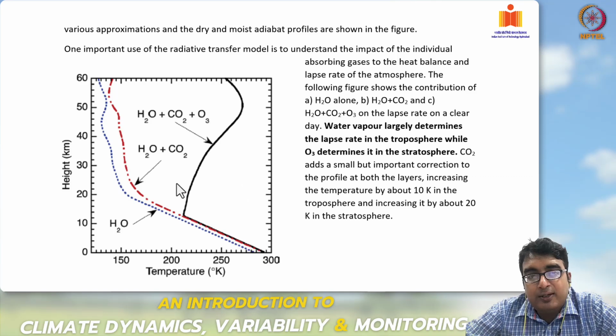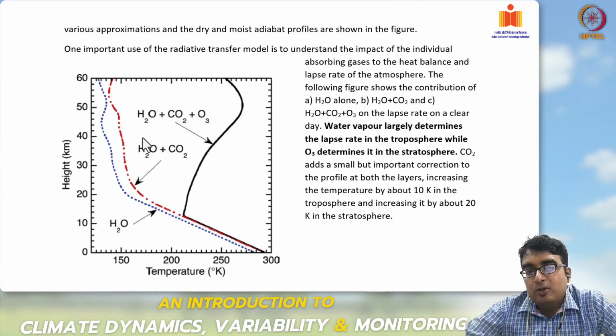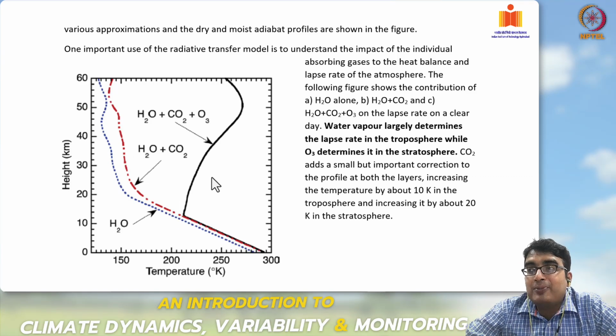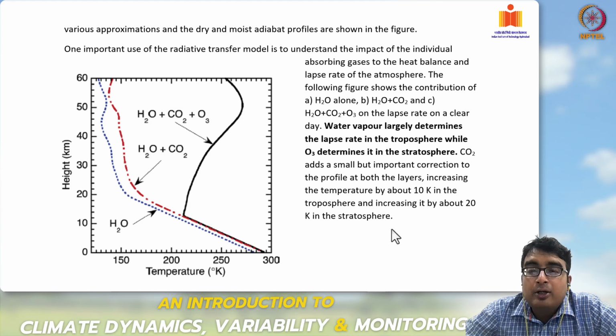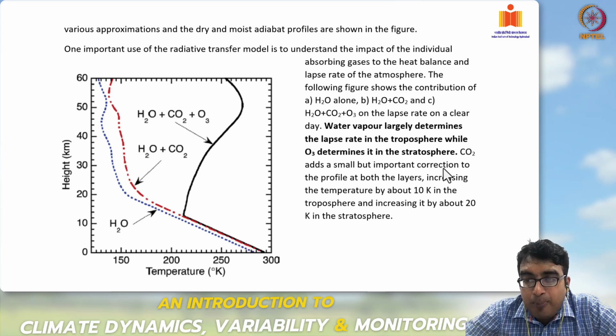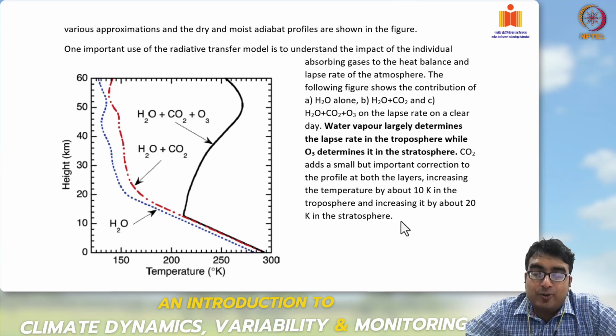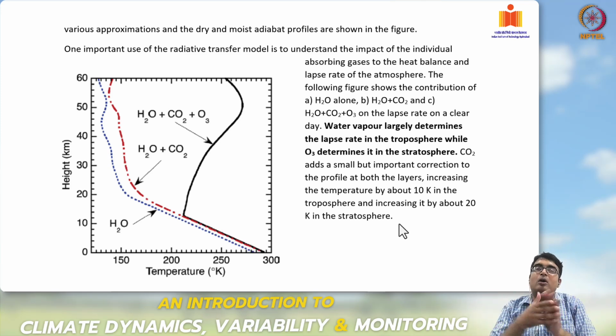In the stratosphere, neither water vapor nor CO2 is a good predictor of the lapse rate. Only when you put in the shortwave absorbing ability of ozone do we get the true lapse rate. Note that CO2 adds a small but important correction to the profile of both layers, increasing the temperature by about 10 kelvins in the troposphere and by about 20 kelvins in the stratosphere. So, CO2 has a small but important contribution.